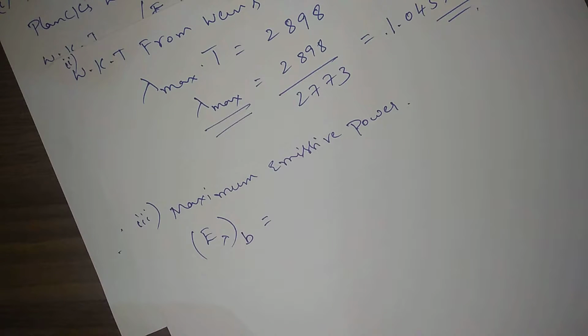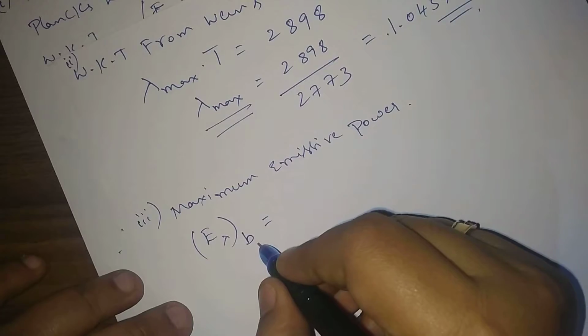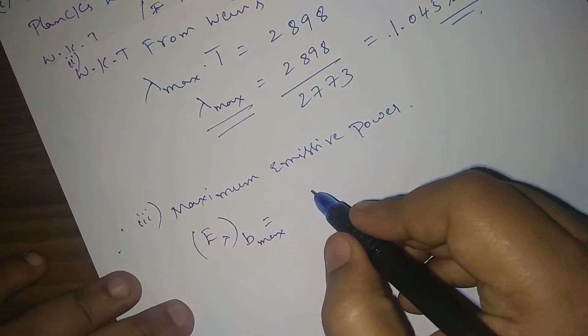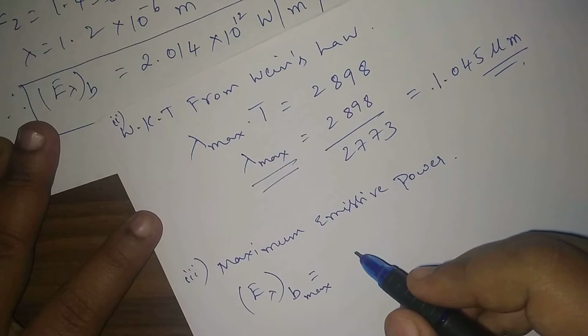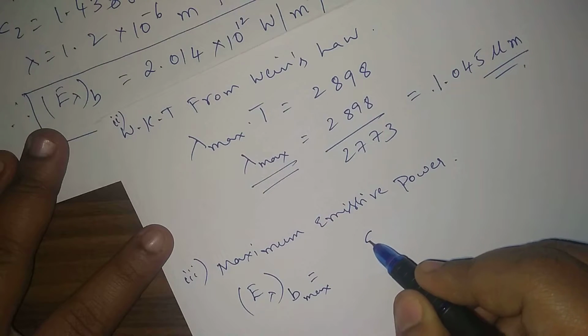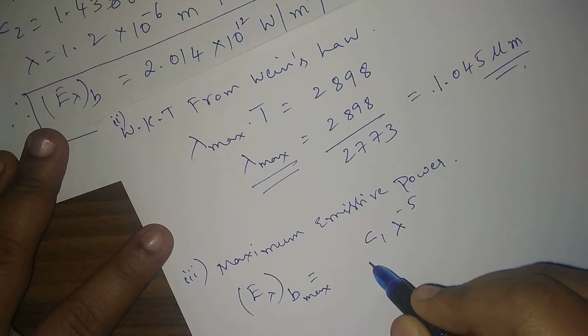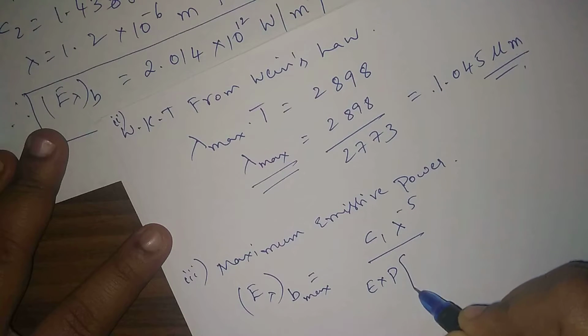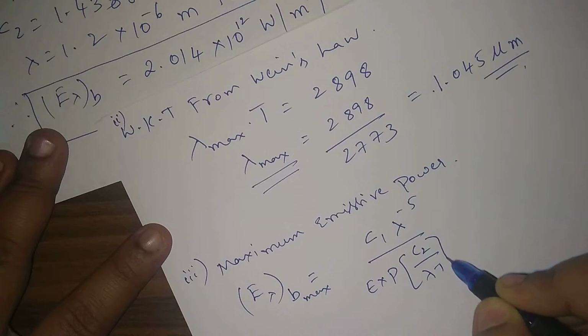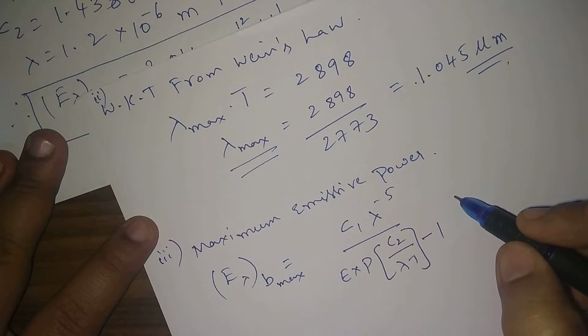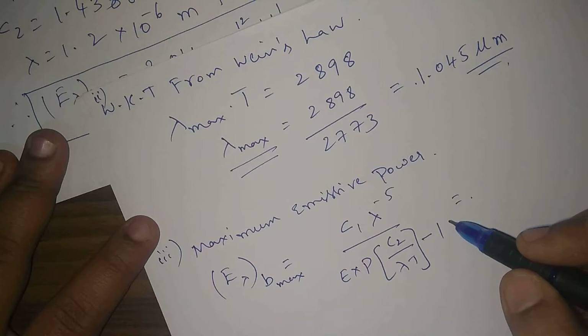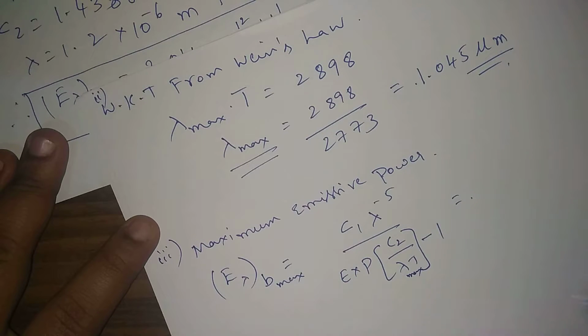Again we need to use that. So for maximum emissive power, you can use lambda B max, again using that same formula, that is C1 lambda to the power of minus 5 divided by exp of C2 divided by lambda T, minus 1. So please substitute all the values like we have done. This is the lambda max that you need to consider. So if you consider the lambda max, what is the answer that you are going to get?